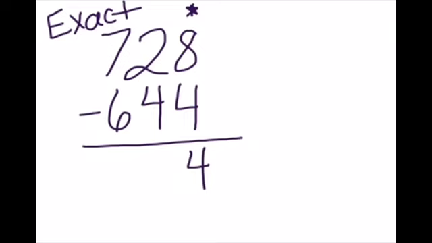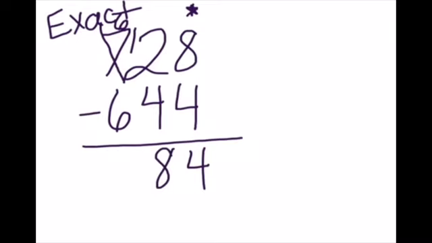So I have to go next door and get some more. So I crossed off my 7. That turns into a 6. And now my 2 is a 12. 12 minus 4. Well, 12 minus 2 is 10. So 10 minus 2 is 8. It's the same as 12 minus 4. And then we have 6 minus 6, and that's 0. So I don't have to even write anything for that.